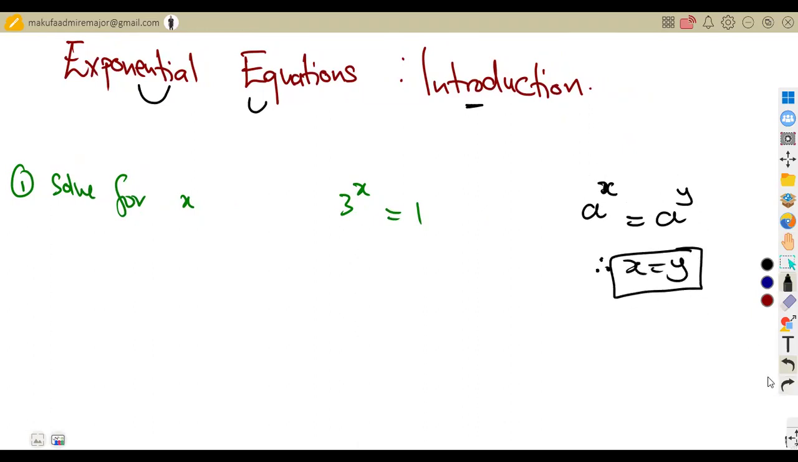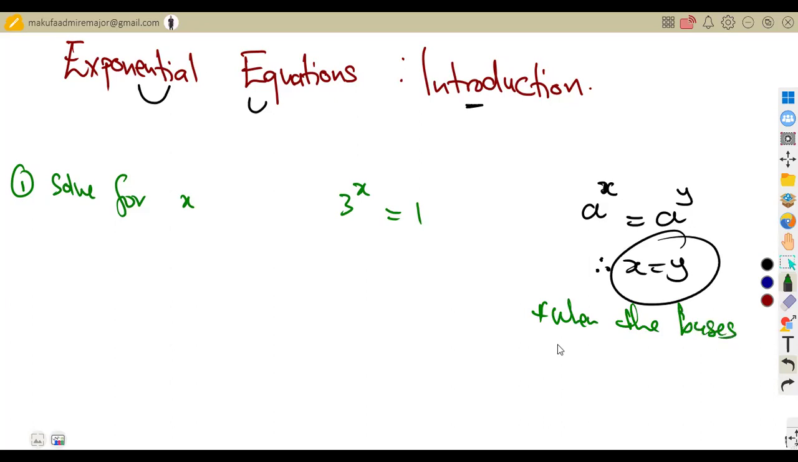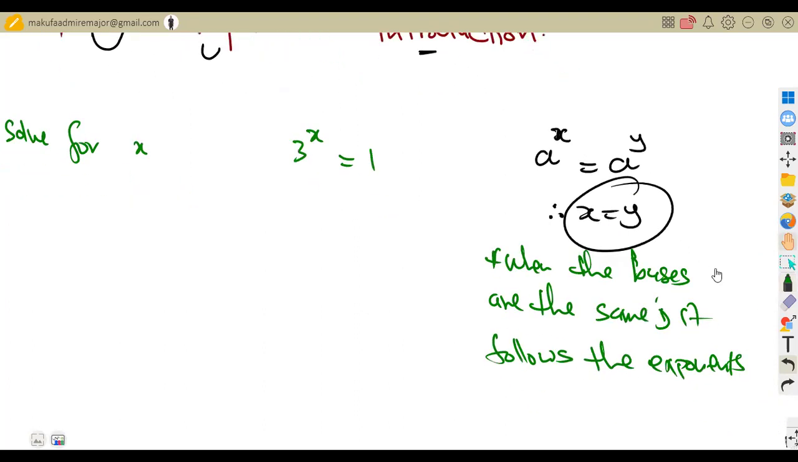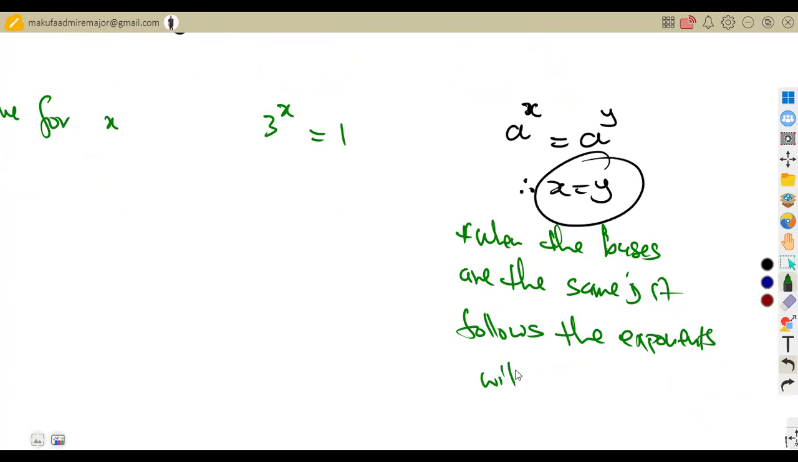x must be equal to what? x must be equal to 1. So meaning to say, take note, when the bases are the same, it follows that the exponents are also the same. The exponents in this case will be equal.